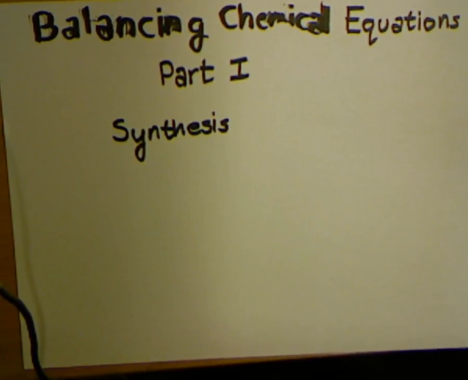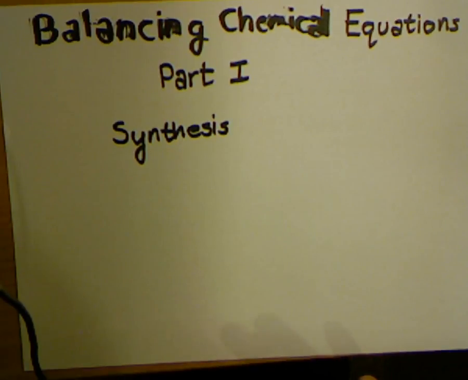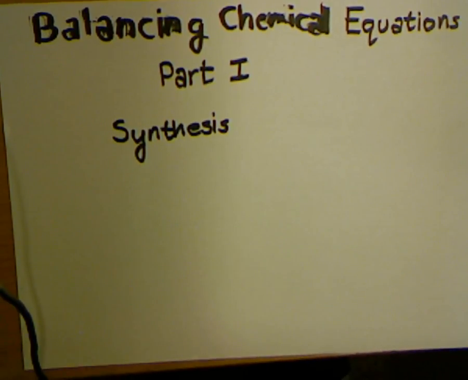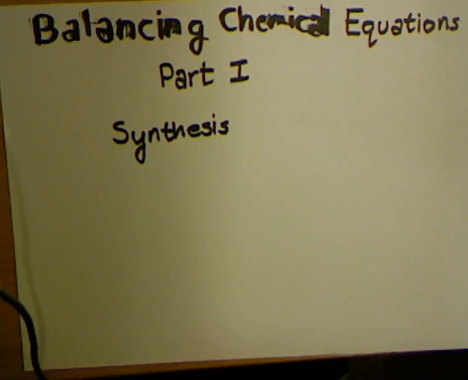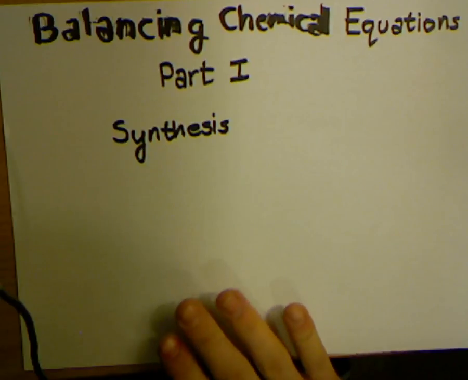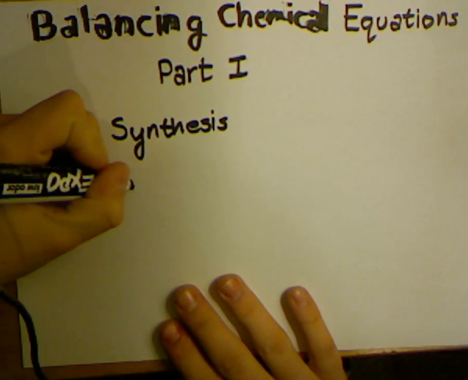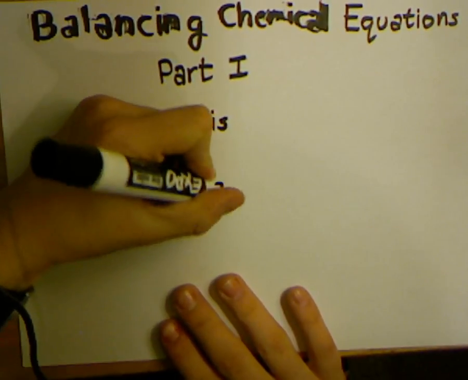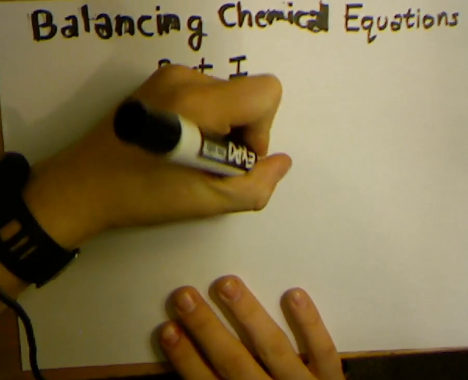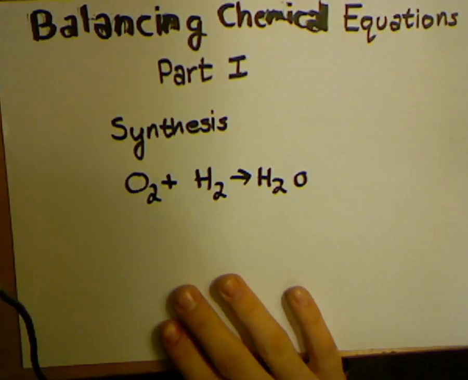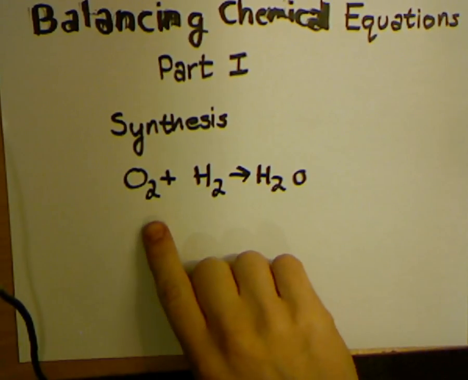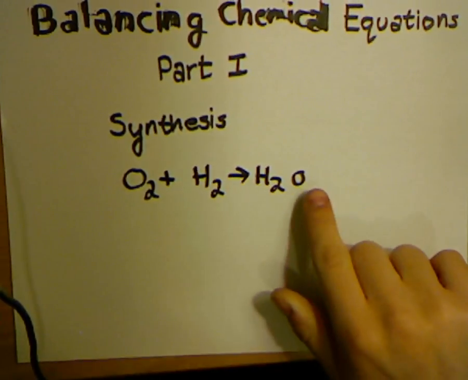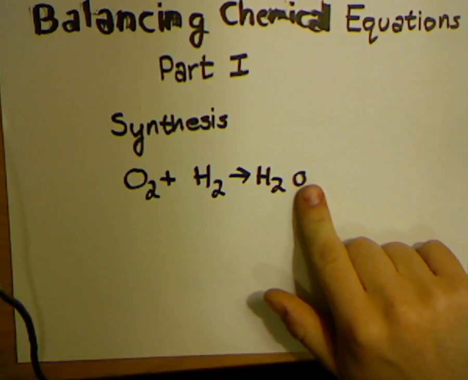Okay, so first thing we want to know before we start balancing equations is what even is a balanced equation? A balanced equation is when you have the same amount of a type of atom on one side of the equation as you do on the other. So something like if we have O2 plus H2 to H2O, that doesn't make sense because we have two oxygen atoms going in and only one oxygen atom coming out.